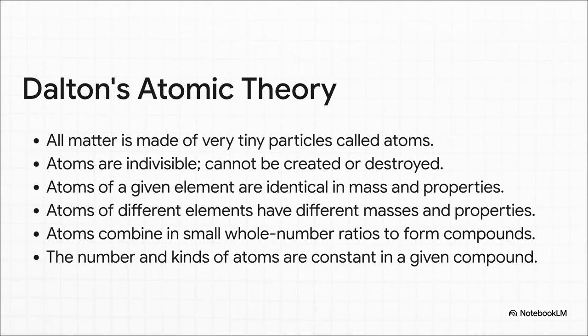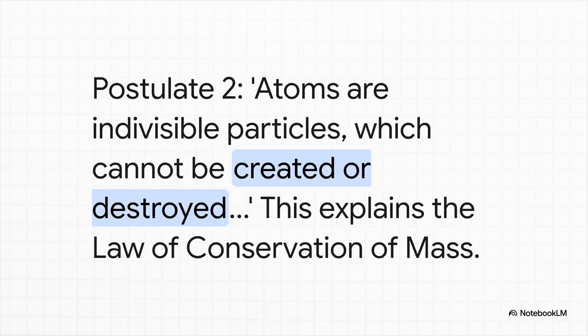Dalton's theory was based on a few main points, or postulates. He said that all matter is made of atoms, that these atoms are indivisible and can't be created or destroyed. He also said that atoms of one element are all identical, but are different from the atoms of other elements. And finally, he proposed that atoms combine in simple whole number ratios to form compounds. Now let's see how his theory explained those laws.